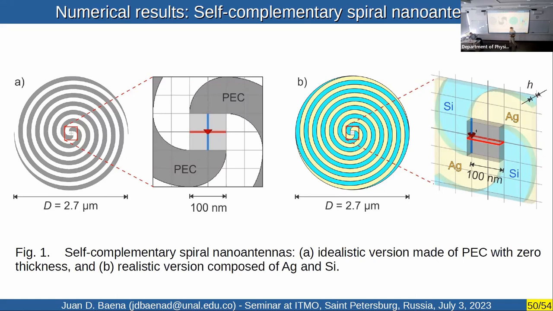Because gold and silver have very similar plasma frequency, so they could be considered almost the same, gold and silver. Intel has a different kind of bolometers. Yes, but in infrared, in the mid infrared, no. Like 150 terahertz. But for this frequency range and for this type of materials, I don't know.